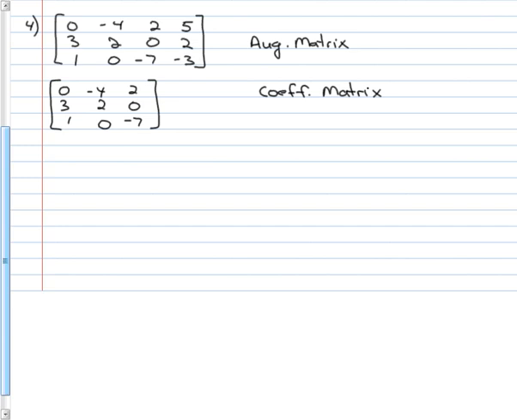And they want the constant matrix, which is just the what? Just the answers. That's it. So really, this is just all definition. You know what it means when we say augmented, coefficient, constant, that sort of stuff.